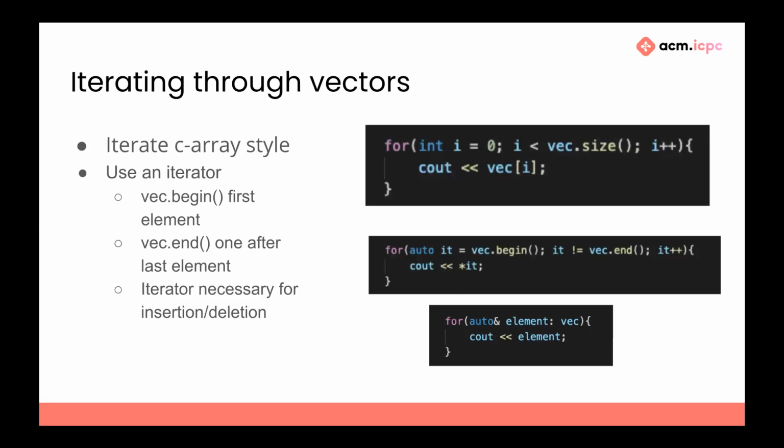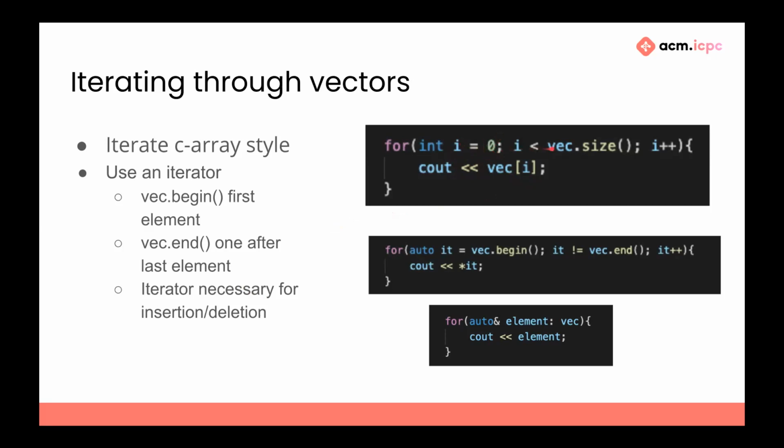Okay, so iterating through vectors. Iterating just means going through the elements of a vector in order. The standard syntax for doing so is using square brackets, which is regular array syntax. How you would do this is by using a for loop and using some variable to keep track of the index starting from 0.